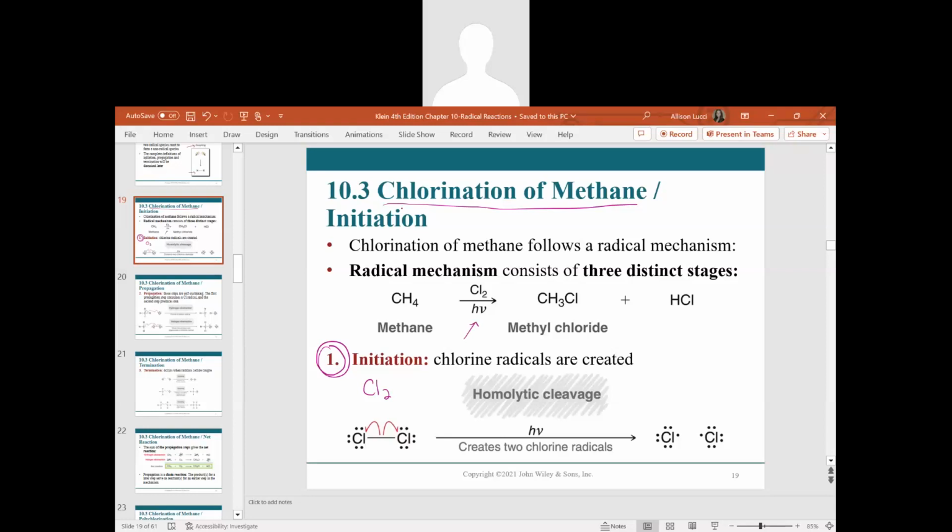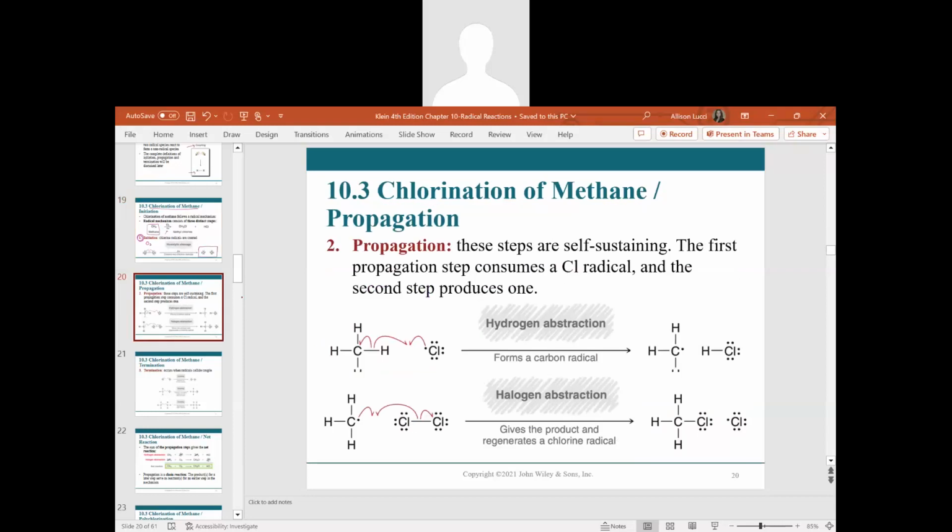So we're going to see each of these distinct stages. So methane, again, will be our reagent, and we're going to chlorinate this. So in our initiation step, so far we're here. We've added light, we've created 2 chlorine radicals. So let's see what happens in our next steps, when we have propagation.